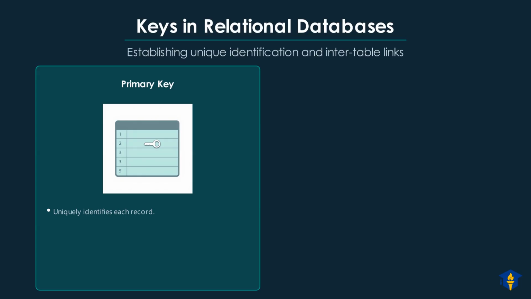A primary key serves to uniquely identify each individual record within a specific table, preventing ambiguity. This unique identification ensures that there are no duplicate rows, maintaining the integrity and uniqueness of your data.